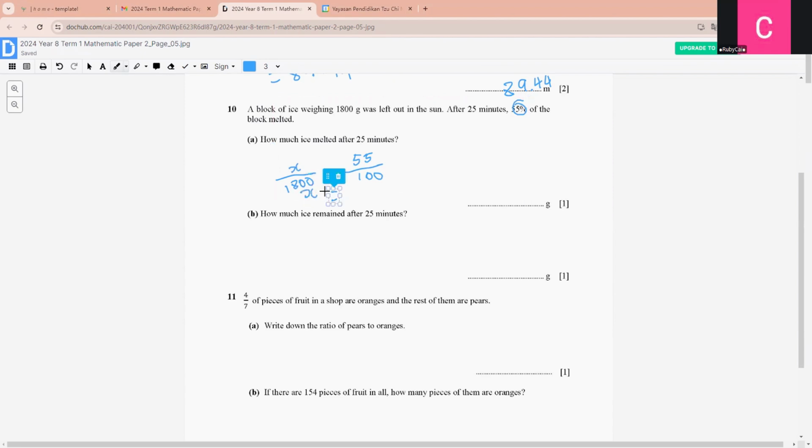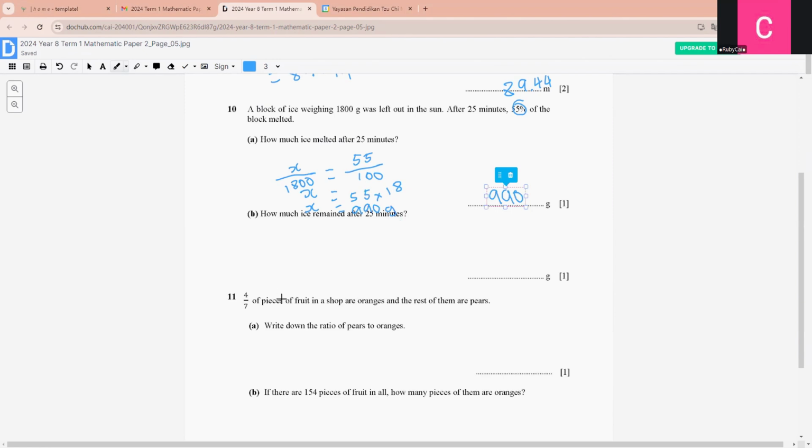And it's x equals 55 multiplied by 18, which gives us x equals 990 grams. So the answer is 990 grams.